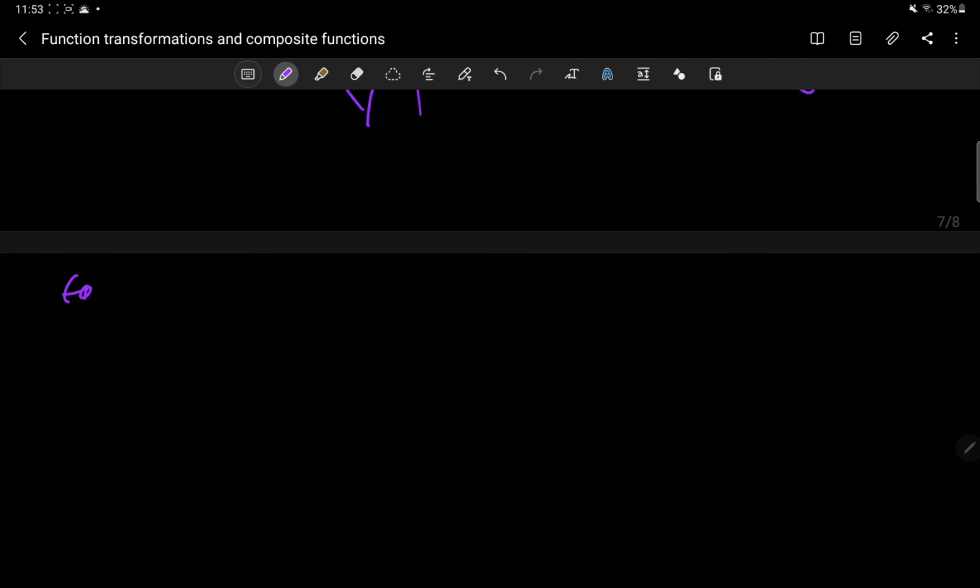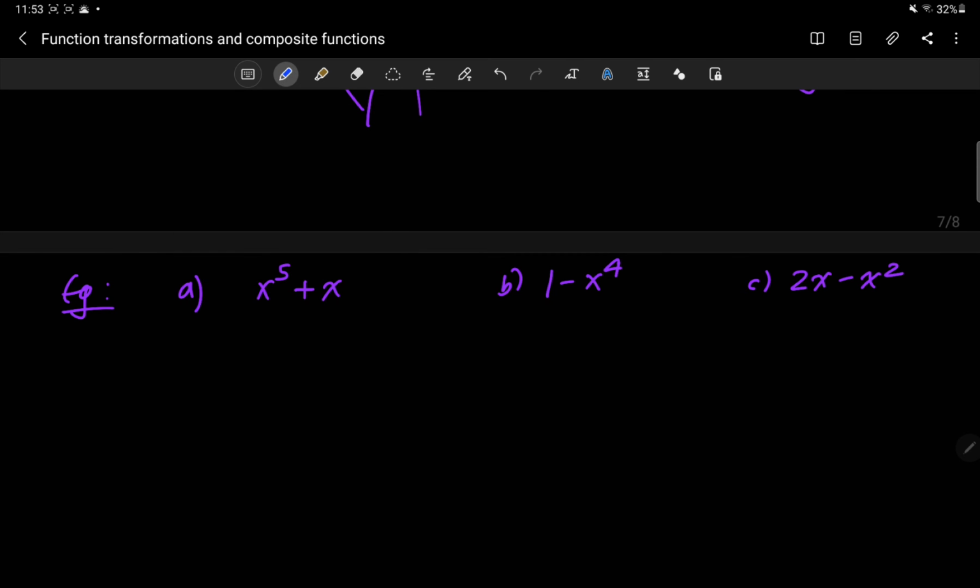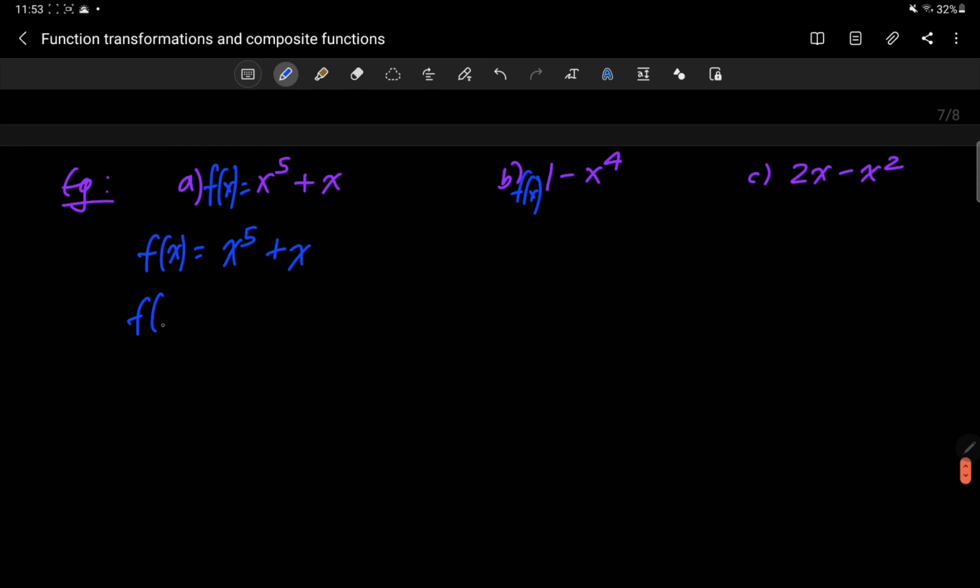Okay, example, which of these are odd or even? x to the 5 plus x, 1 minus x to the 4, and 2x minus x squared. Okay, so the best way to do that is, well, let's say these are f of x, f of x, f of x. Okay, so you write down f of x, then you write down f of negative x.